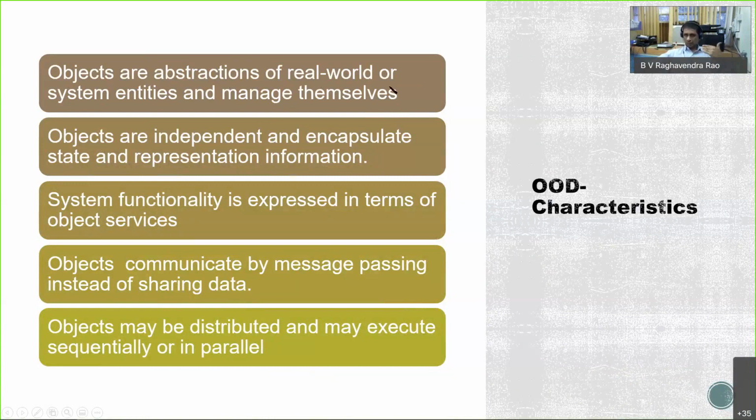In the C++ realm, we said objects are instances of classes, so we saw them as a data type. Rather, in the design view, they may be a piece of software, but they're basically an abstraction of some properties. The only thing is they manage themselves, which means they have data as well as functionalities. Objects are independent and encapsulate state and representation information. That is, state is nothing but data, and representation information is basically implementation, that is, the functions inside it.